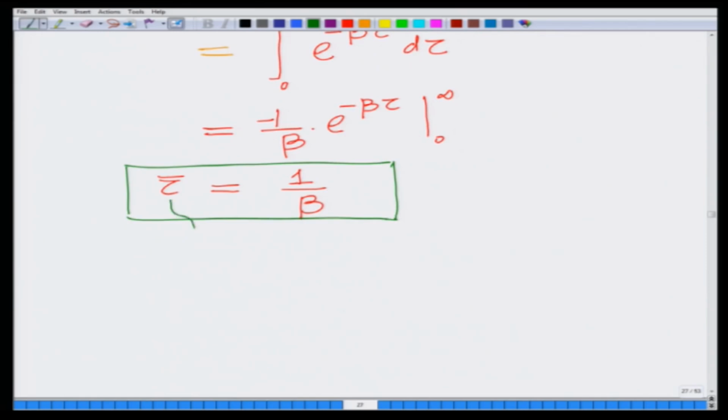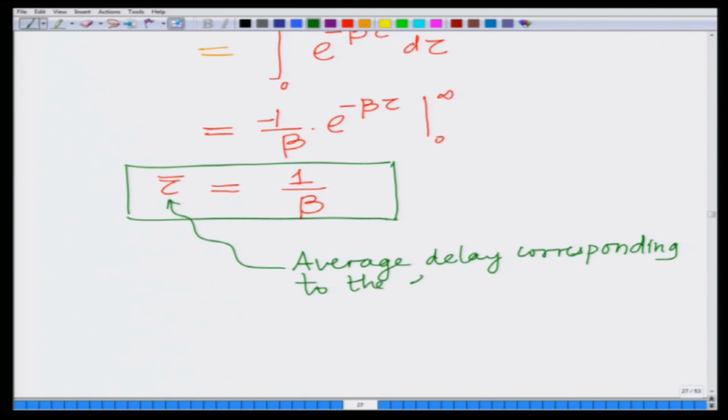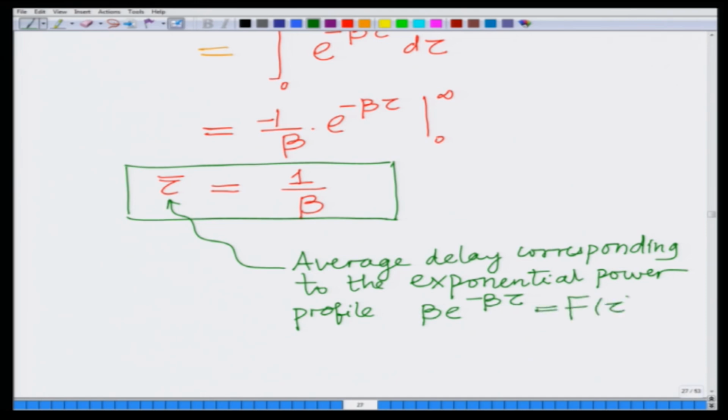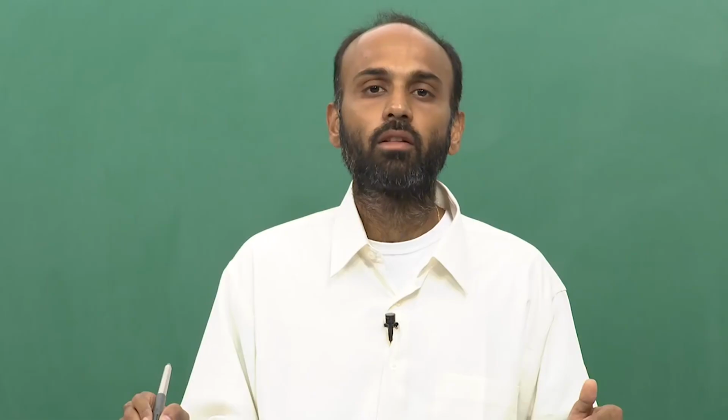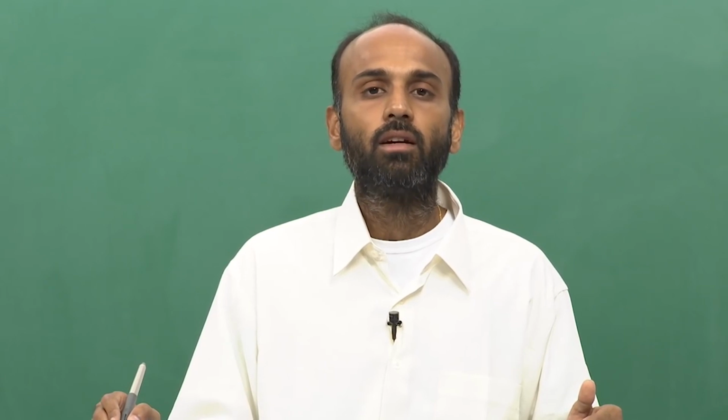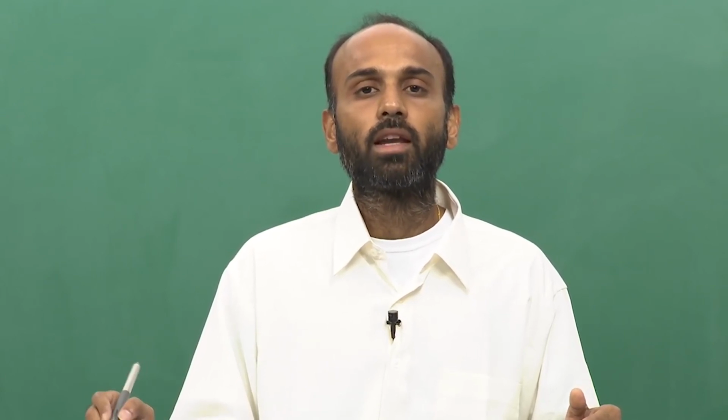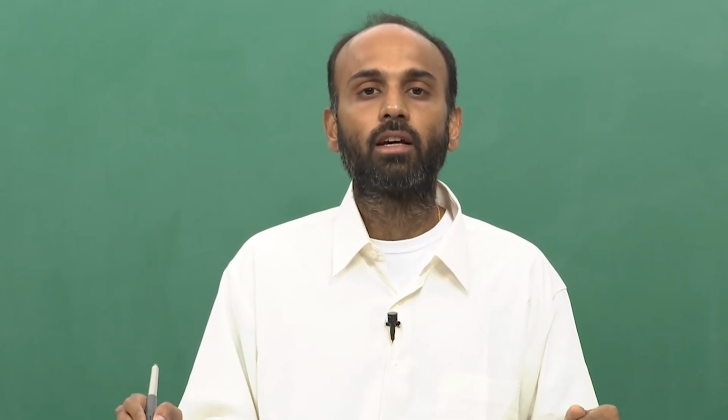Therefore, we can say that the average delay tau bar corresponding to this exponential power profile in the multipath wireless channel, where f of tau equals beta e to the power of minus beta tau, and which is integral 0 to infinity tau f of tau d tau, is 1 over beta.